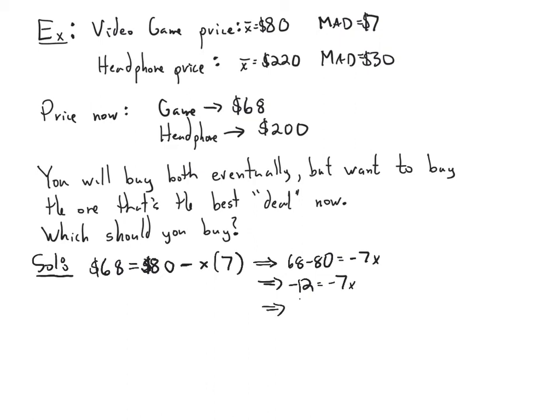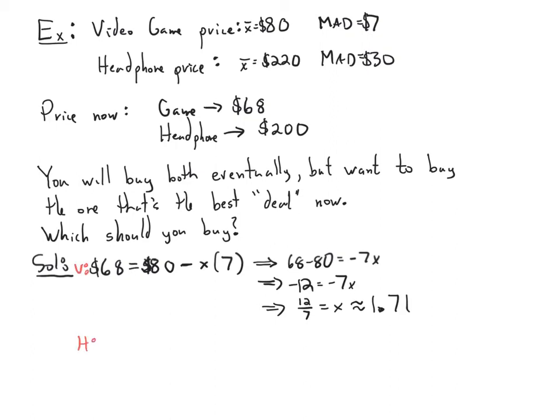So, dividing both sides by negative 7, 12 sevenths equals x. And 12 sevenths is roughly 1.71. That'll do for now. So that $68 is actually 1.71 mean absolute deviations below the mean of 80. So that's for the video games. Maybe I'll use a V for video game.